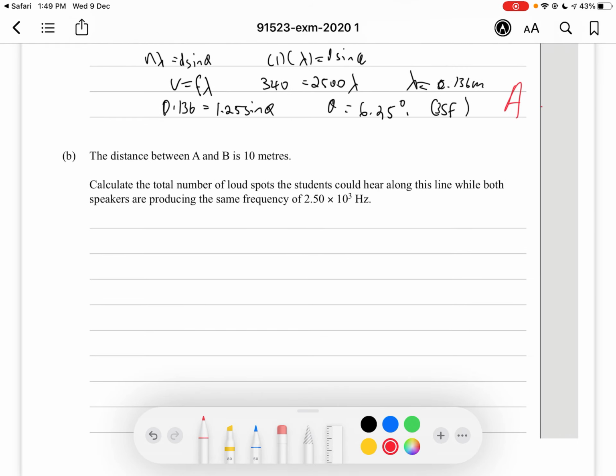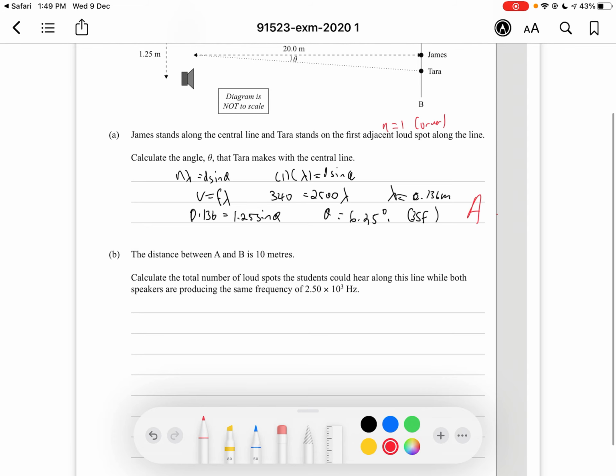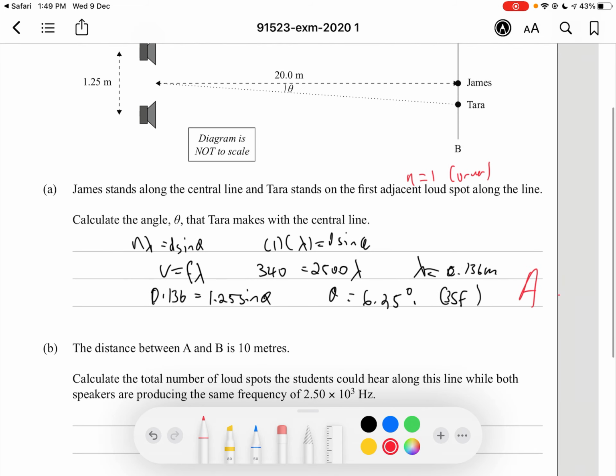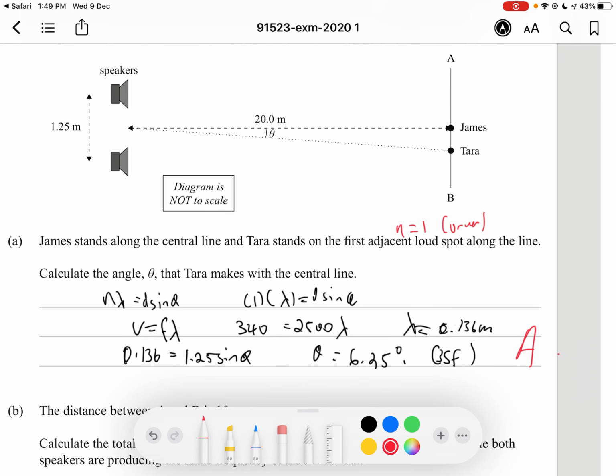Distance between A and B is 10 meters. Calculate the total number of loud spots that students could hear along this line, while both speakers are producing the same frequency of 2,500 Hz. For this question, if we want to calculate the number of loud spots, we need to find the maximum order that occurs at the end of the line. From A to B is 10 meters, meaning the distance from A to the central maxima, or B to the central maxima, is 5 meters. So this distance here is 5 meters.